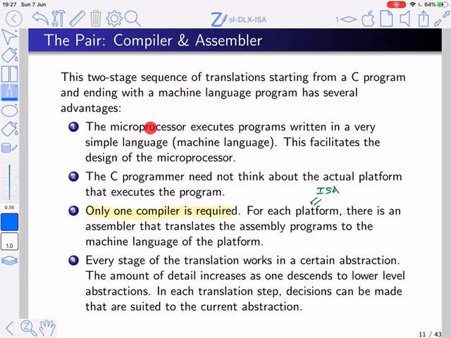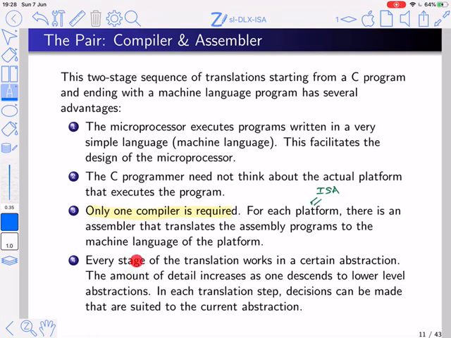The microprocessor executes programs written in a very simple language, the machine language. This is important because it makes the task of designing the microprocessor easier. The C programmer doesn't need to think about the actual platform that executes the program. There's only one compiler that you need to write, and then for each platform, by platform I mean ISA, for each instruction set architecture, there's an assembler that translates the assembly programs to the machine language of the platform.